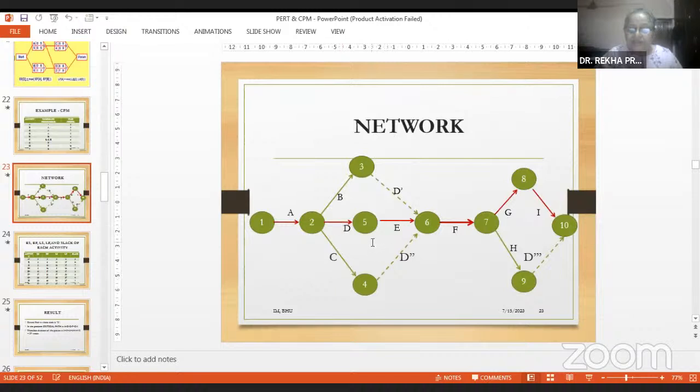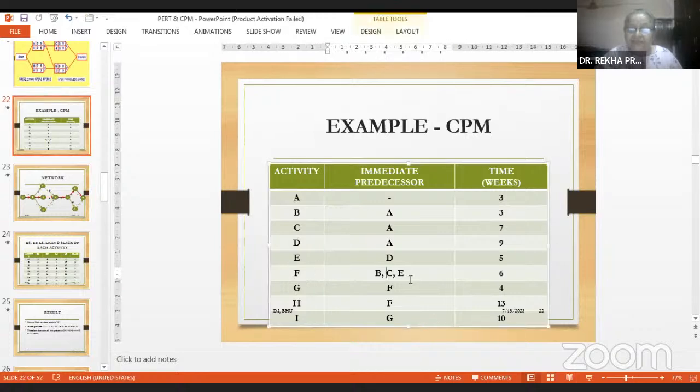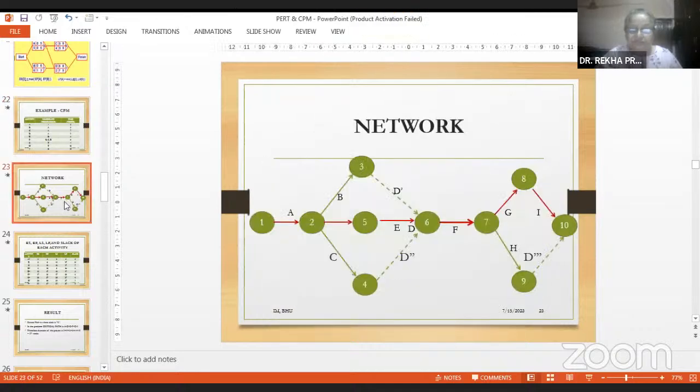The predecessor of D is E. E comes, and here the predecessor of F is B, C, and E. F is over here, with B, C, and E.